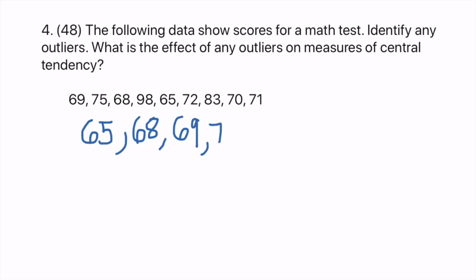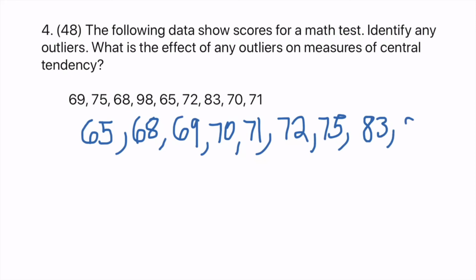69, 70, 71, 72, 75, let's see, 83, 83, and 98. So there they are in order from least to greatest. So first, in order to find our outlier, we need to know our mean, our median, and then we also need to find our quartile 1 and quartile 3. I think it's easiest just to make a box and whisker plot for this, because you can visually see where quartile 1 and quartile 3 are.